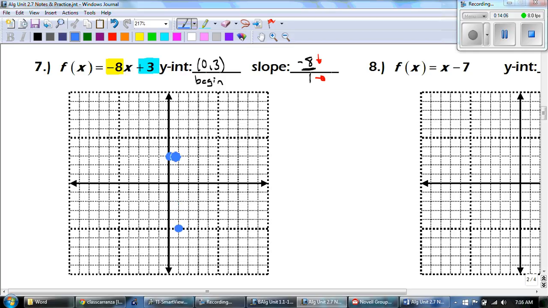Now I want to try to do as many as I can, so I'm going to check if I can go up and to the left. 1, 2, 3, 4, 5, 6, 7, 8. Oh no, I'm off the graph. But that's where I would be. So I'm going to use those to draw my line. Make sure it's nice and straight. We will take points off if your line is not straight and if your line does not have arrows.